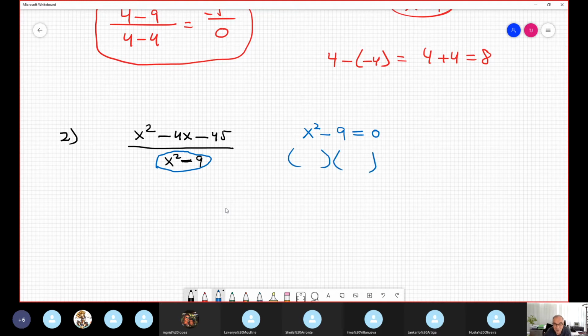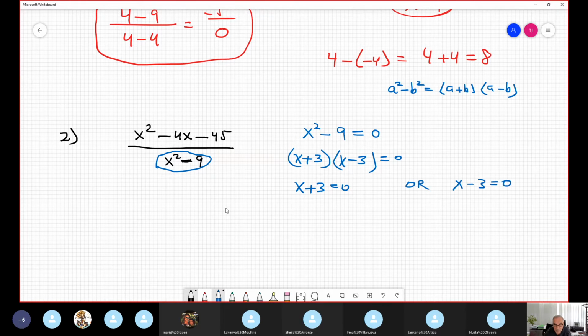Now I realize that this is the difference of squares. Using my famous formula, a squared minus b squared is equal to a plus b, a minus b. So a is x, and b is 3, which is the square root of 9, plus or minus. And you separate into two linear equations: x plus 3 equals 0, or x minus 3 equals 0.